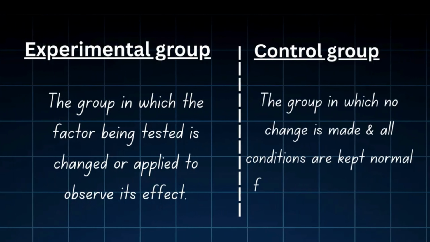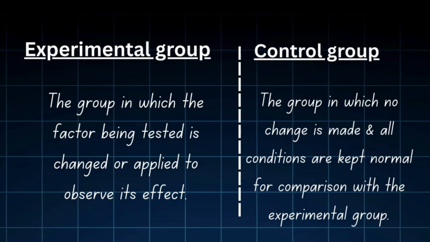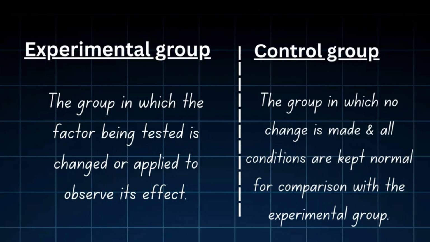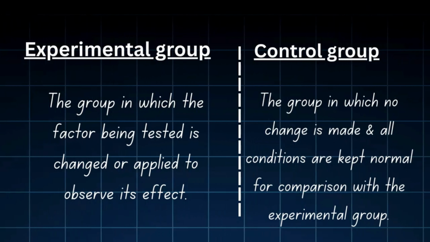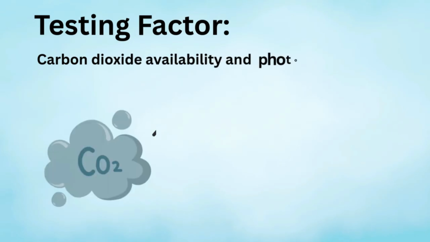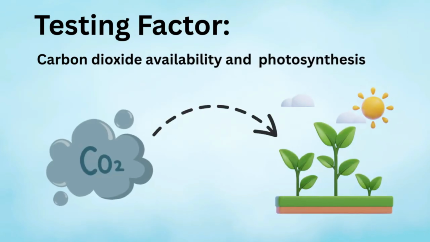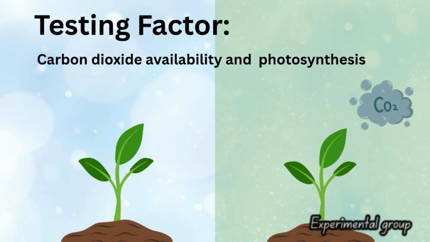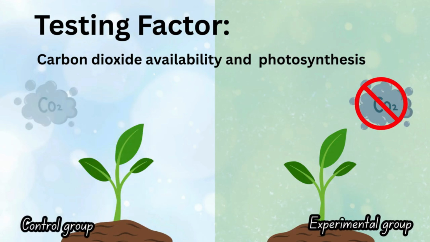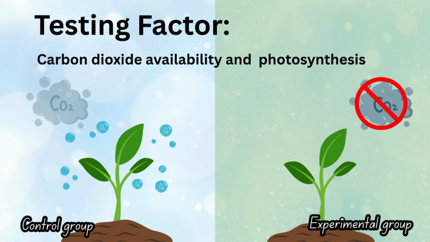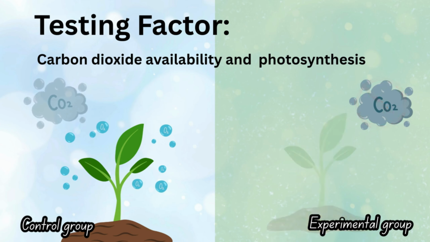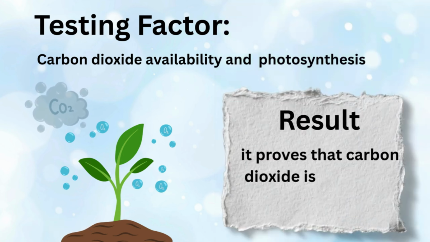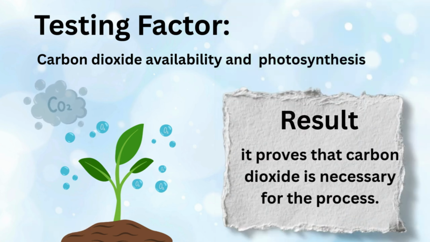The control group is the group kept at a normal level for comparison. This comparison helps scientists clearly see the effect of the tested factor. For example, to test whether carbon dioxide is necessary for photosynthesis, 2 similar plants are used. One plant is not given carbon dioxide while the other is given carbon dioxide. If photosynthesis occurs only in the control group, it proves that carbon dioxide is necessary for the process.